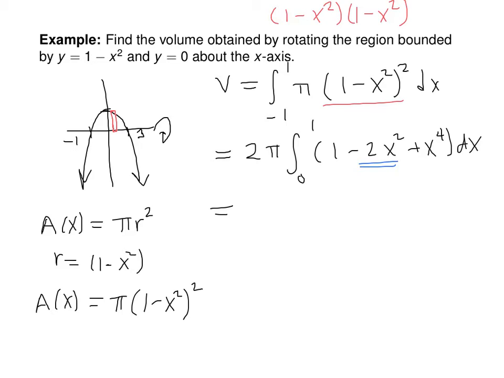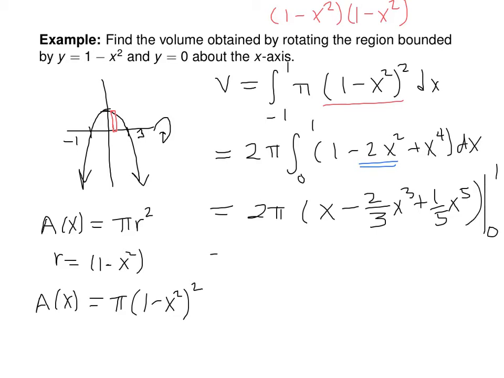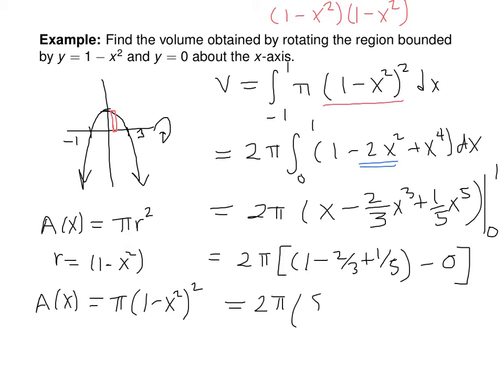So now we antidifferentiate. The antiderivative of 1 is x. Next we have minus 2/3 x cubed plus 1/5 x to the 5th, evaluated from 0 to 1. So that gives us 2 pi times (1 minus 2/3 plus 1/5). Plugging in 0 yields 0. That's not always true, so be careful. And once you get a common denominator and combine like terms, we end up with 2 pi times 8 over 15, or 16 pi over 15.